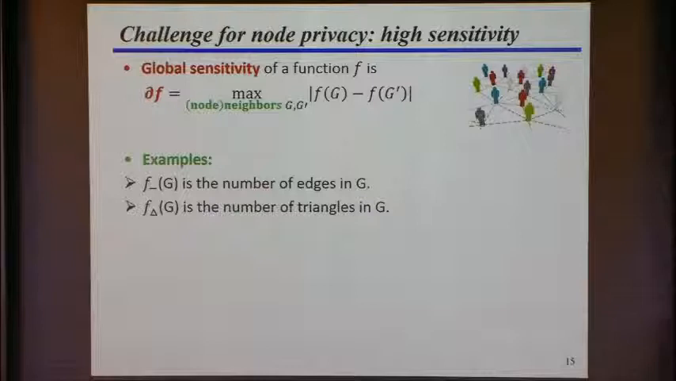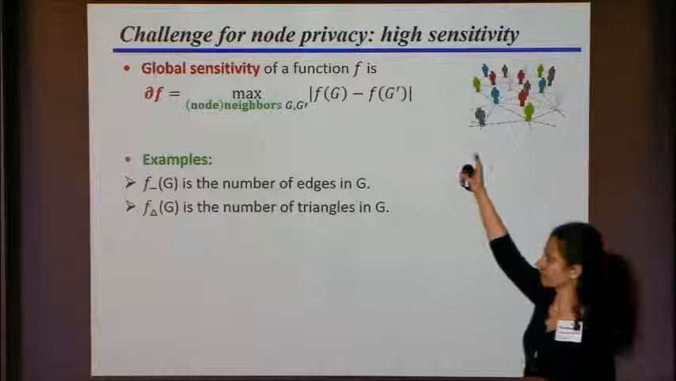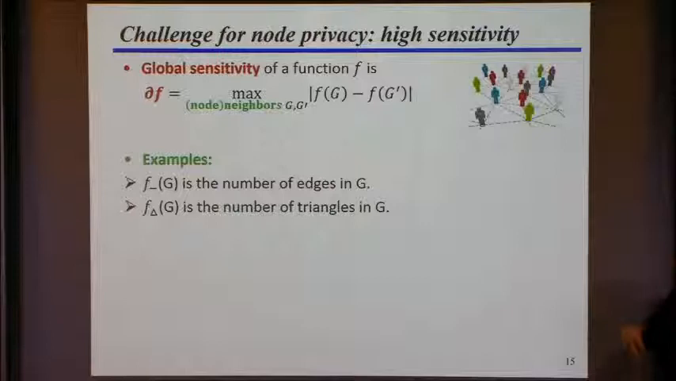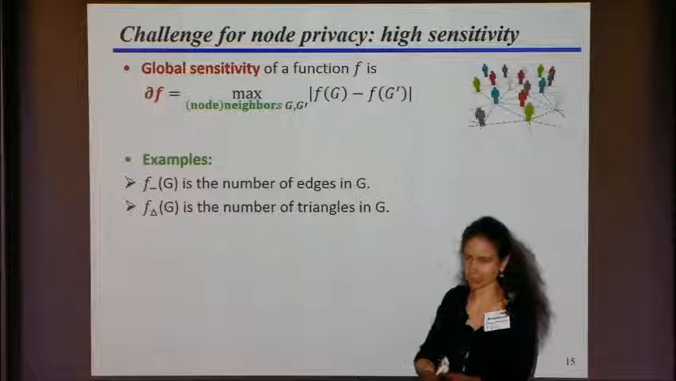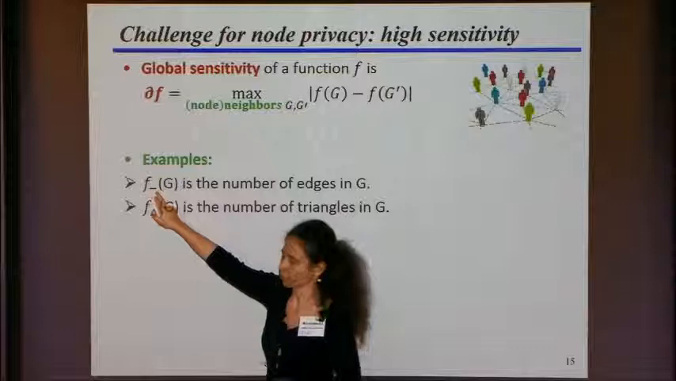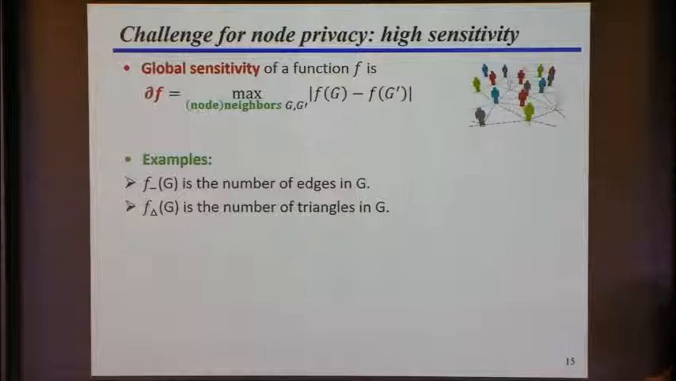So global sensitivity, we've seen so many times that most people are used to the notion. I'm going to denote it by delta F, so it's node global sensitivity. It's the maximum, how much can I change the value of my function if I go from this database to a neighboring database, meaning the graph that differs in one node and all adjacent edges. So here are examples. I'm going to denote the number of edges like this and the number of triangles like this.